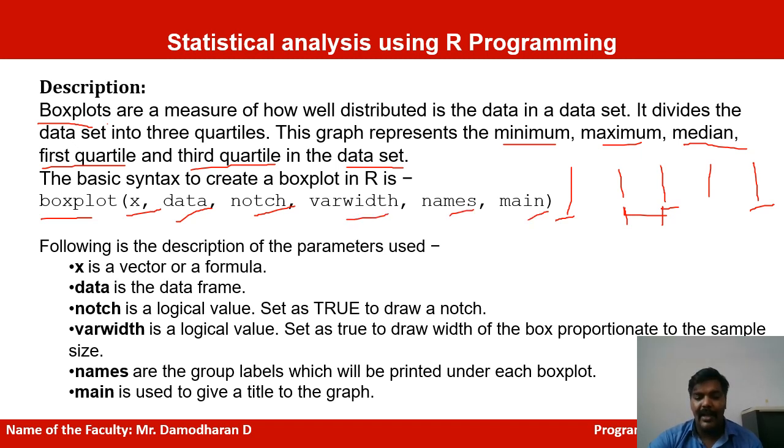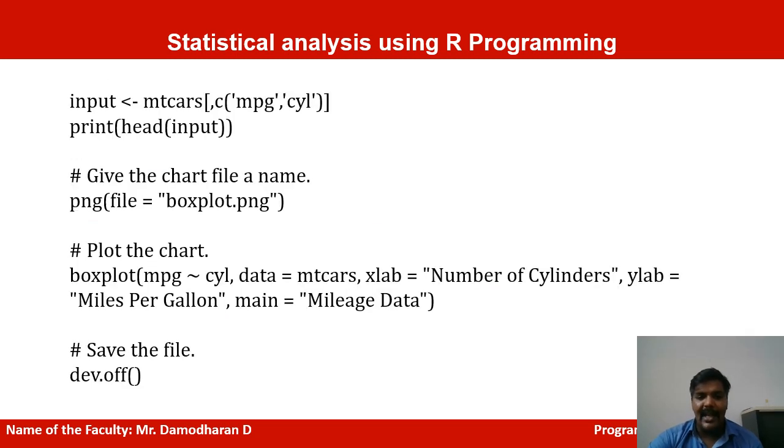representing variables with names and the main name. The input values are vectors and formulas, data as a data frame name, and notch as a logical value to apply if the condition is true, or if the condition is false, we represent it differently. Then the variable width, names, and main, all these parameters we apply inside the boxplot. Okay, so let's see the next example.